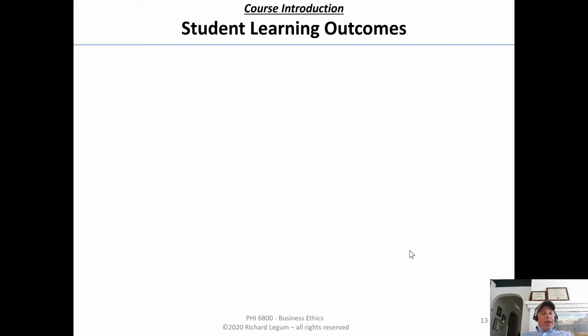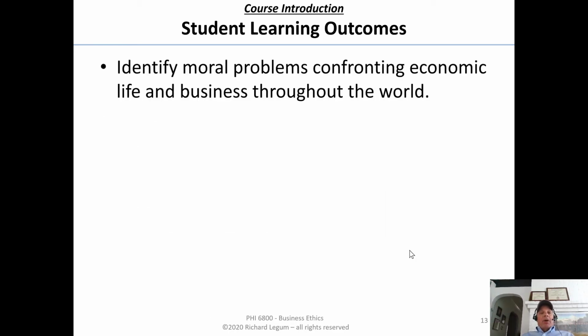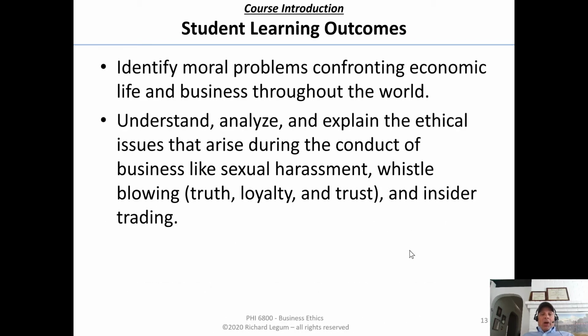Now, there are certain things that if you successfully complete this course, you're going to be able to do. Among them, first of all, you're going to be able to identify moral problems confronting economic life and business throughout the world. You're going to be able to understand, analyze, and explain the ethical issues that arise during the conduct of business, like sexual harassment, whistleblowing, insider trading. That is, you're going to be able to explain what the ethical dimensions of these issues are.